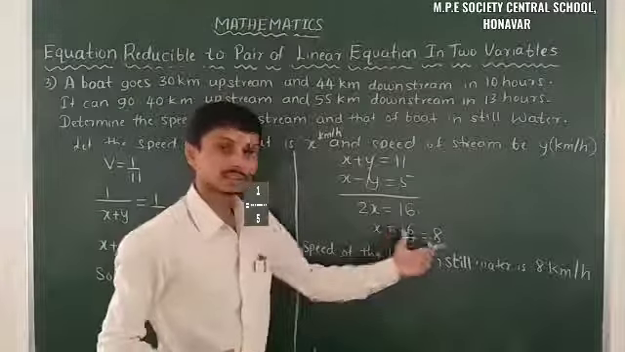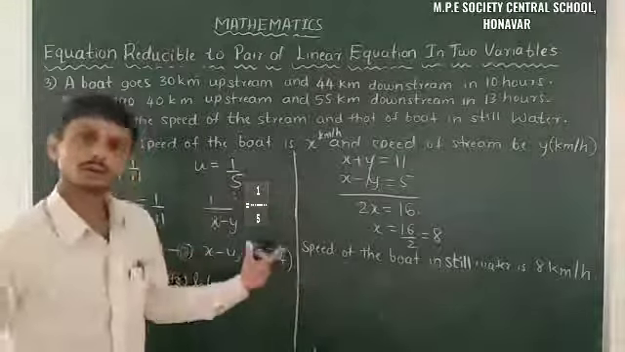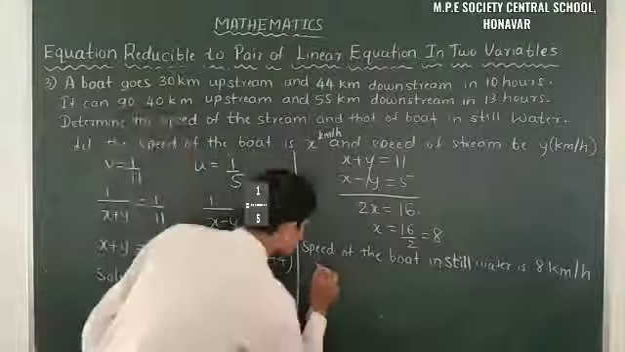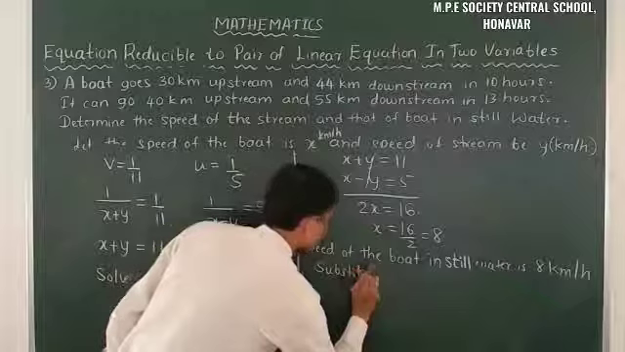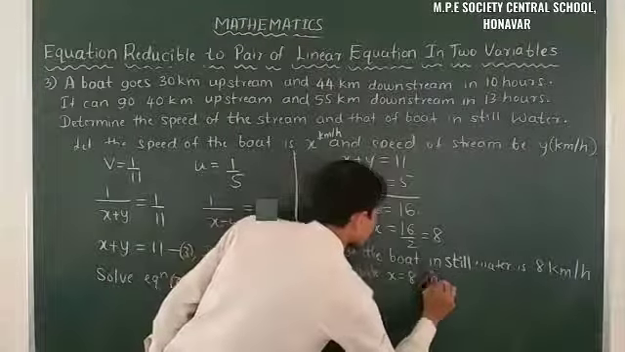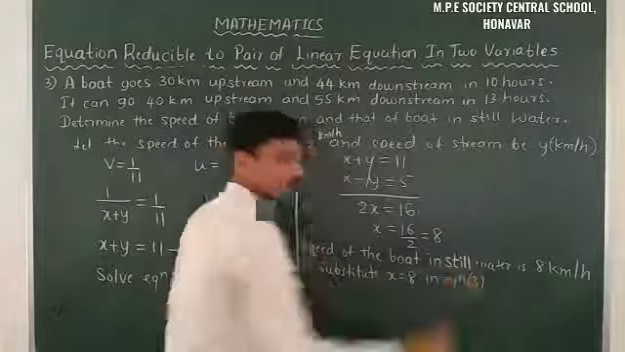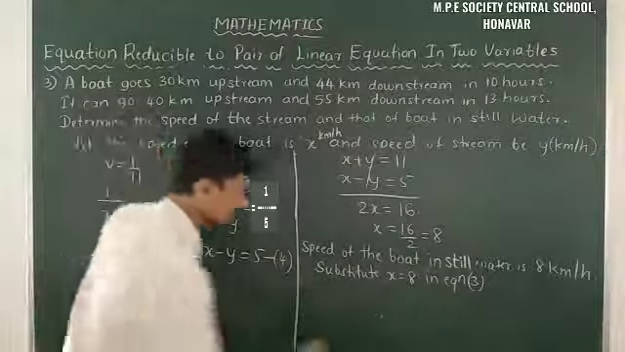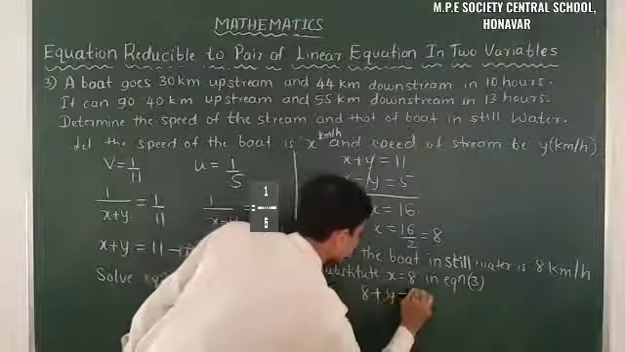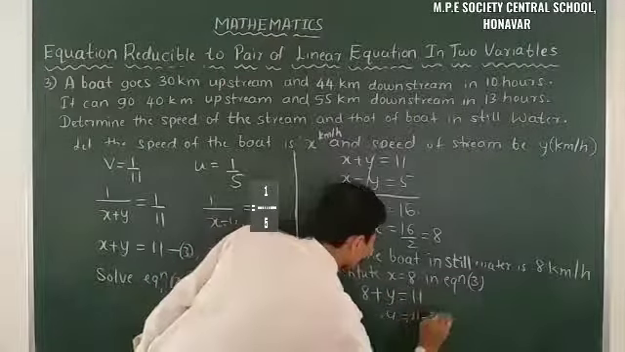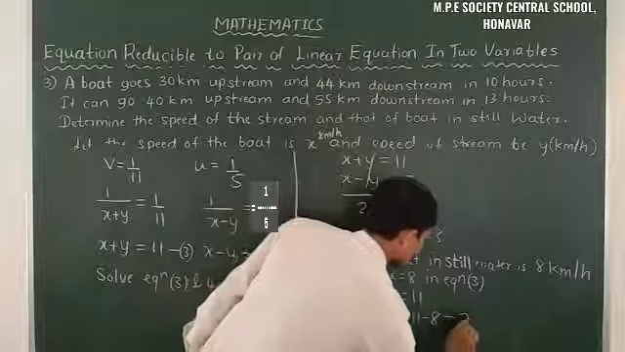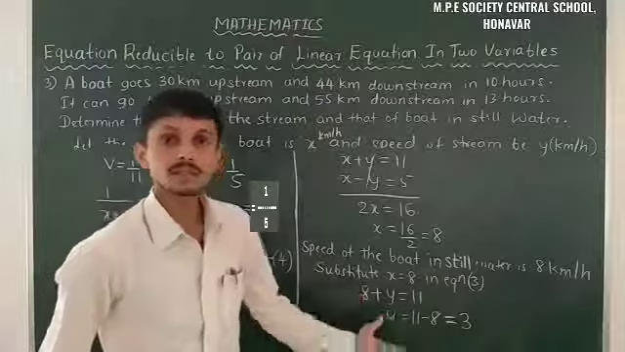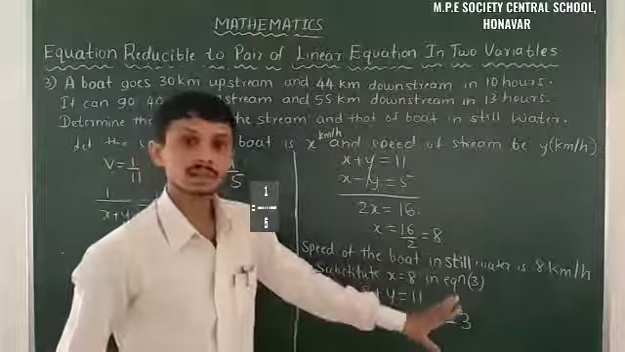Then substitute the value of x is equal to 8 in equation 3 or 4. You can take any one. So I will substitute x is equal to 8 in equation 3. That means 8 plus y is equal to 3 is the answer. That means y is equal to 3, which means the speed of the water. The speed of the water is 3 km per hour.